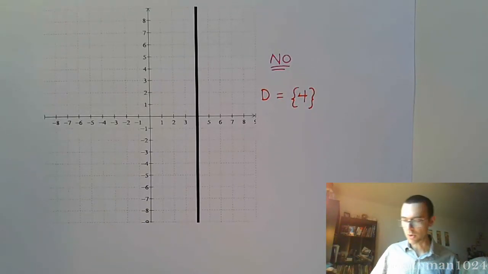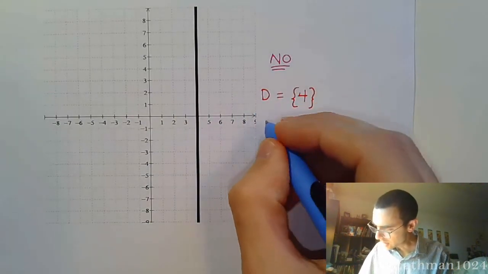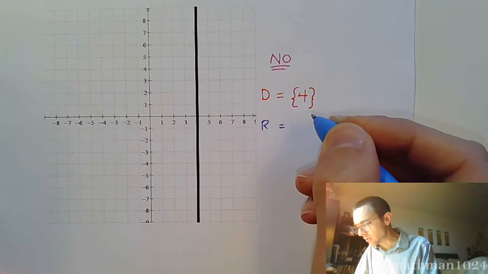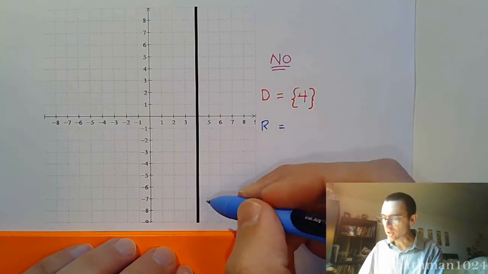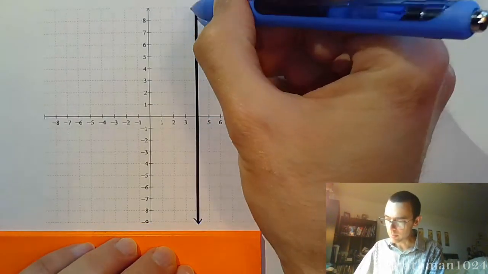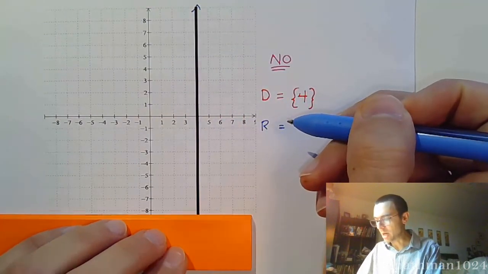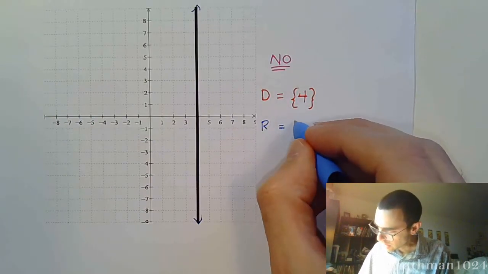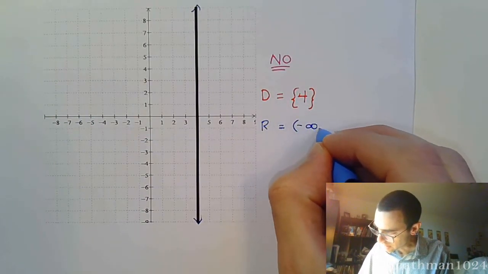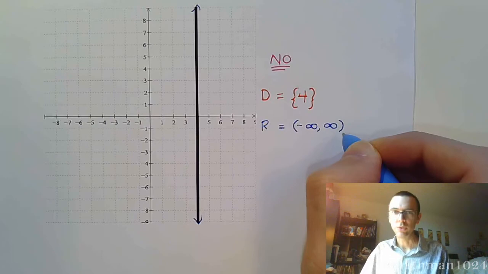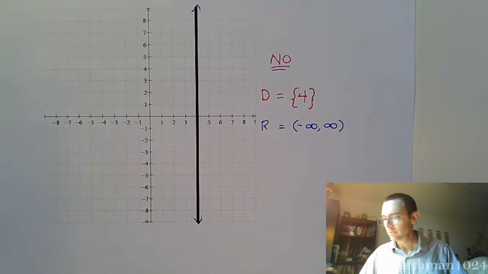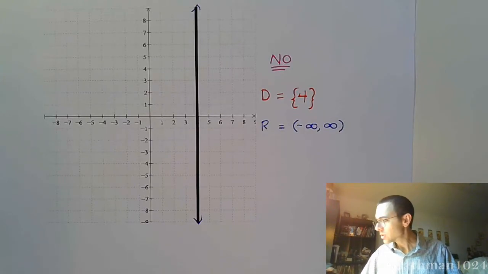All right, so the domain is 4, and now we need to talk about the range. Remember, the range goes from bottom to top. So from the bottom, we're already starting here. Like this guy's going off the page, right? And as we go from bottom to top, there are no gaps, no breaks, no spaces. So my range is going to be all real numbers. So easy.